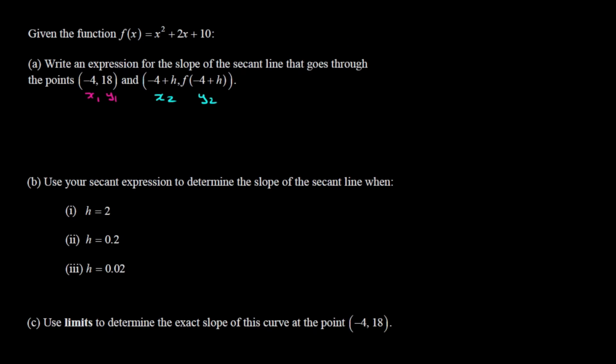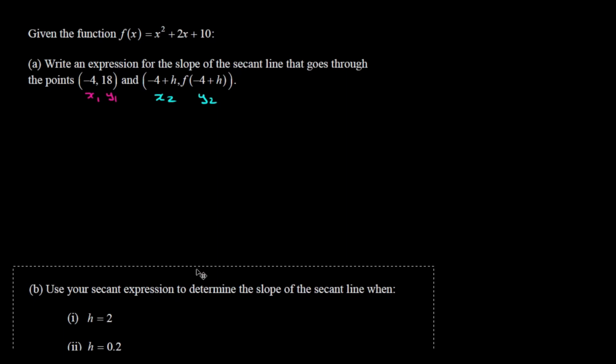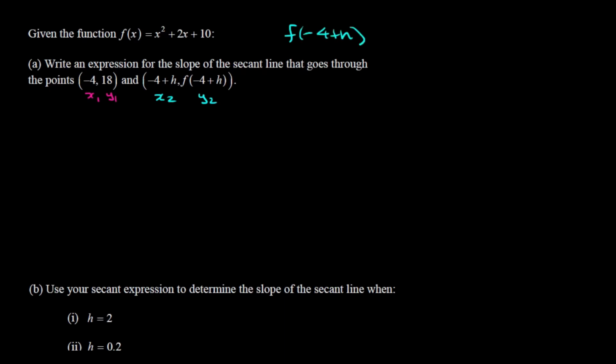So the second y value is going to be a little bit more demanding, and before we deal with that, let's get some space here. Deal with that later without entirely forgetting about it. Okay, so let's get our second y value, which means we have to put minus 4 plus h into our function here. Let's do it here. F of minus 4 plus h.